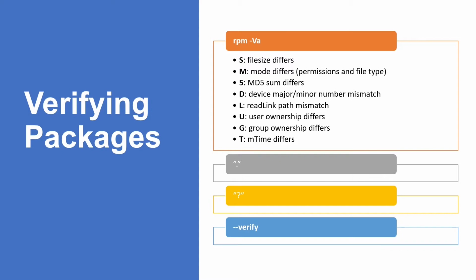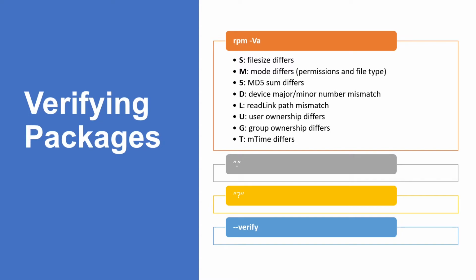S is the file size differs. M is mode differs, permissions and file type. 5, MD5 sum differs. D, device major minor number mismatch. L, readlink path mismatch. U, user ownership differs. G, group ownership differs. T, mtime differs. In the output, you only see output if there is a problem.